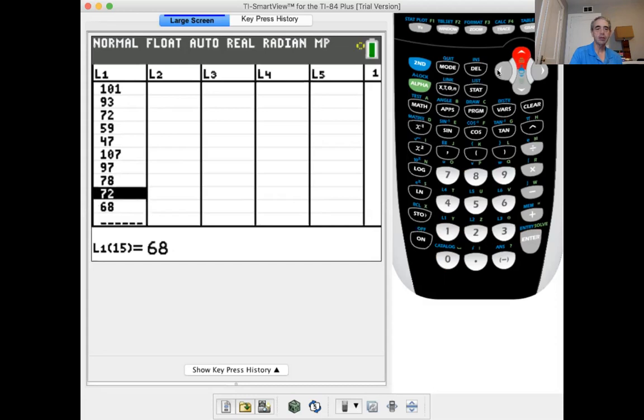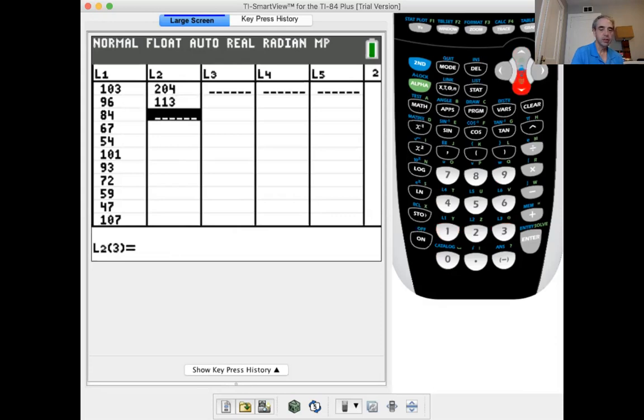And I have 15 numbers. That's what it should be. I always like to double check to make sure I haven't made any typos typing it in. So I just take a quick look at that. 103, 96, 84, 67, 54, 101, 93, 72, 59, 47, 107, 97, 78, 72, 68. Looks good. Let's slide it over to the second list. So the Yankees had a run difference of 204. And the Rays had 113.